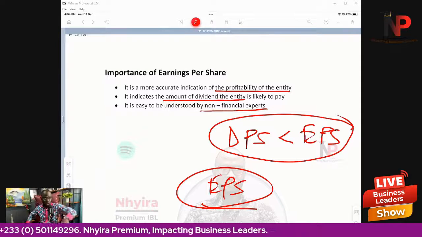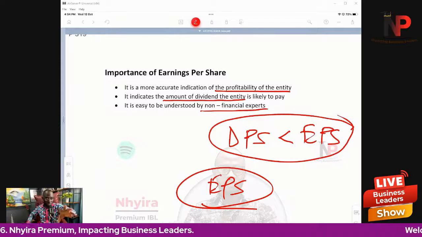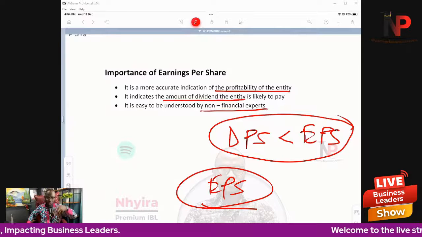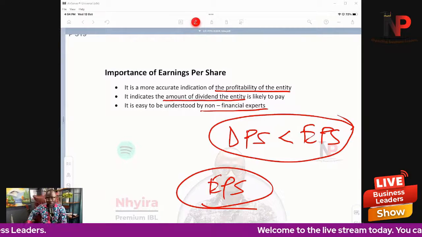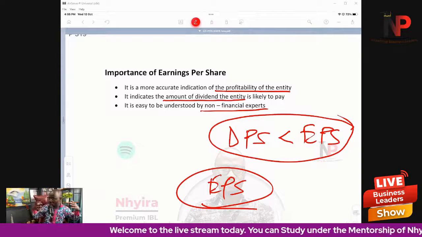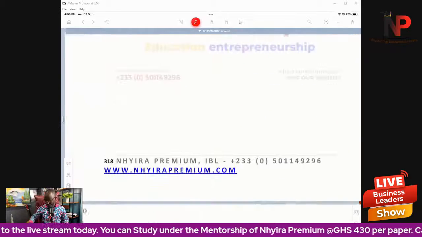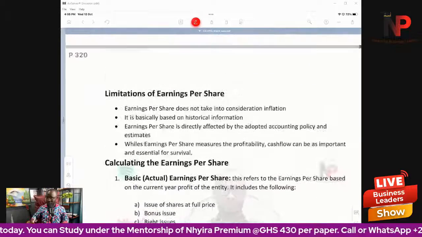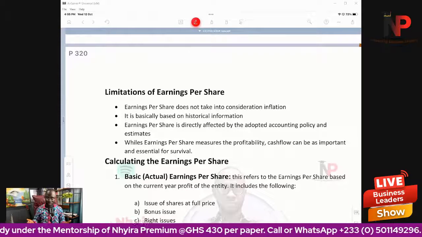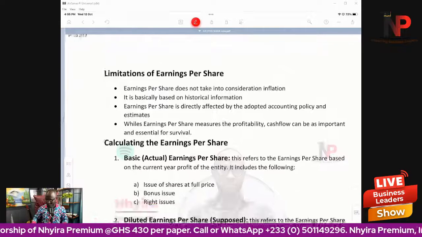That is why it is disclosed directly on the face of the statement of profit or loss and other comprehensive income, so that investors and other users of the financial statements can easily identify it. So that is what we mean by the importance of earnings per share. But as good as it sounds, it has some limitations.